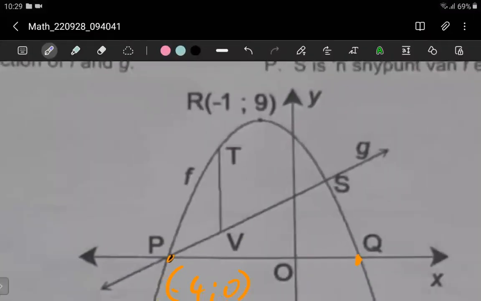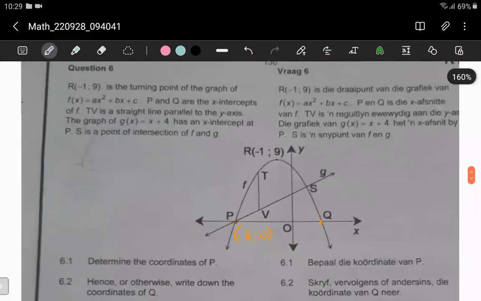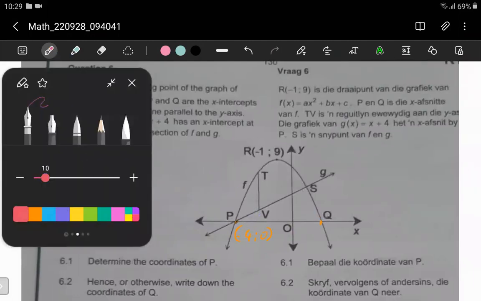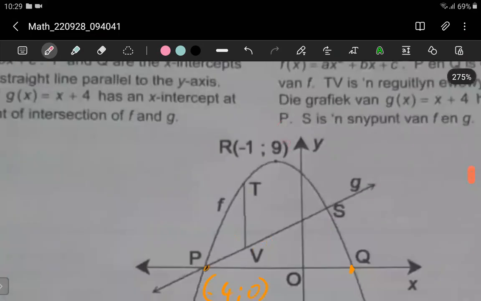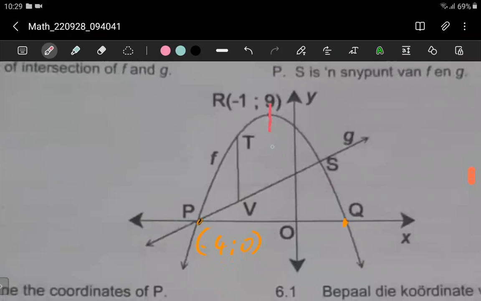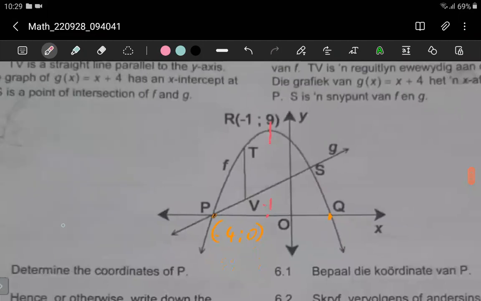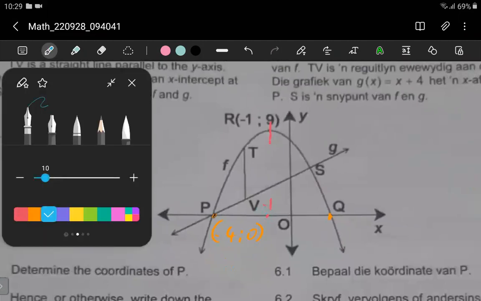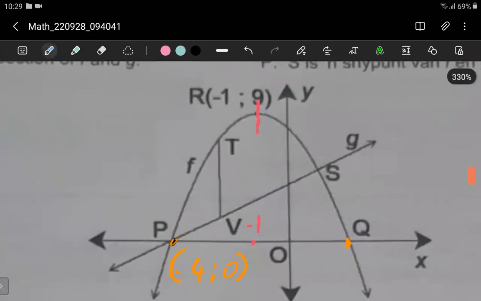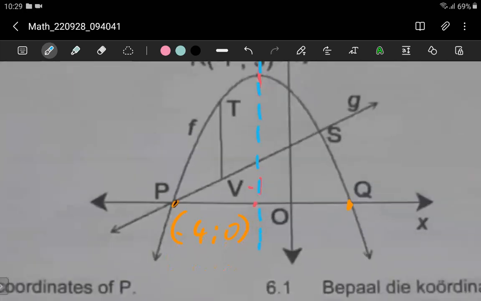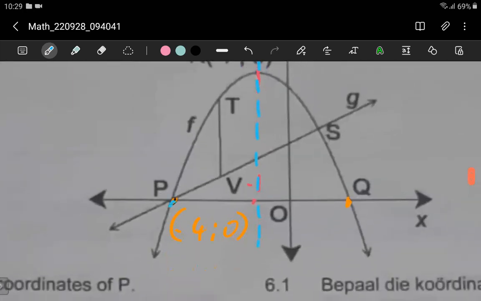Forget that a parabola is symmetrical. So if the coordinate of P is -4 and 0, and then in the middle here, you have -1. You see here, it's an x value of -1. Since we have a situation like that, you need to keep in mind that the distance between your axis of symmetry and your one x-intercept, the distance from here to there, is like 3 units. Do you see it? Because it's like -4 until -1.